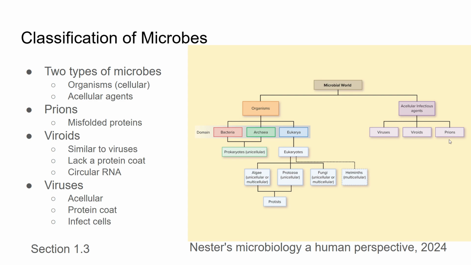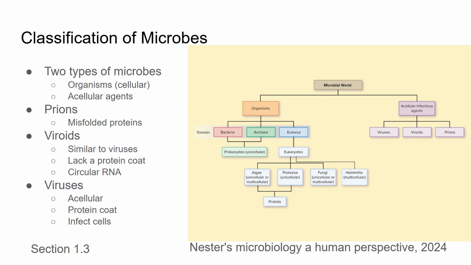Prions are going to be special, like zombie proteins. They're misfolded. They're basically dead and don't work. But what they're going to do is go and infect other proteins and cause them to misfold and become prions too. So this is an infectious agent that can be pretty dangerous. Viroids are going to be similar to viruses, but they lack a protein coat. They do have a small circular DNA, and they can hijack a cell and have it replicate the viroid.